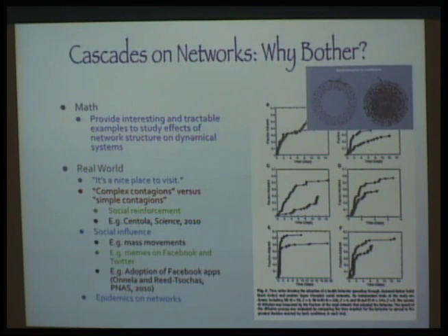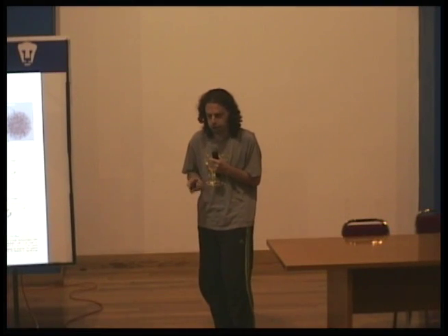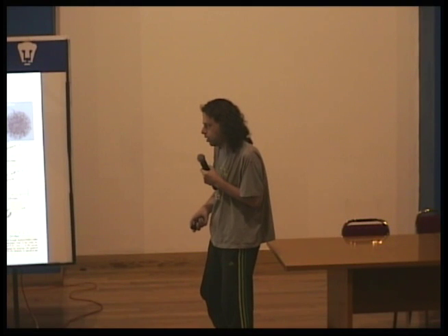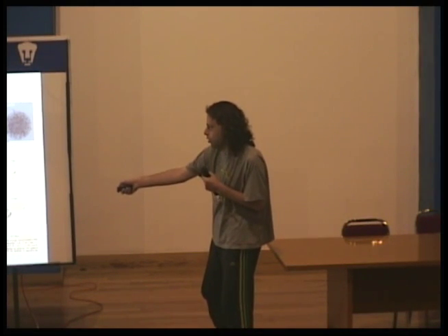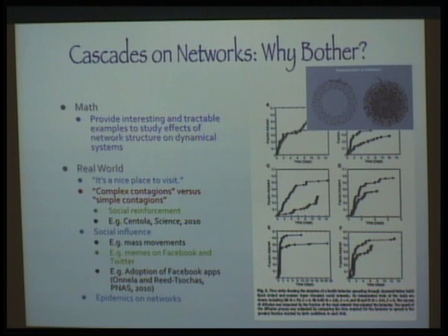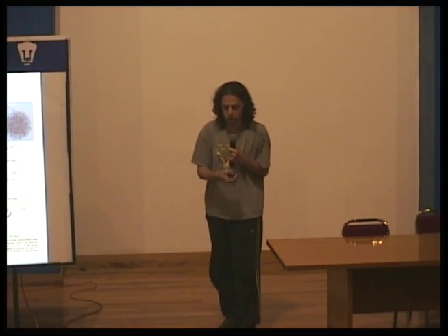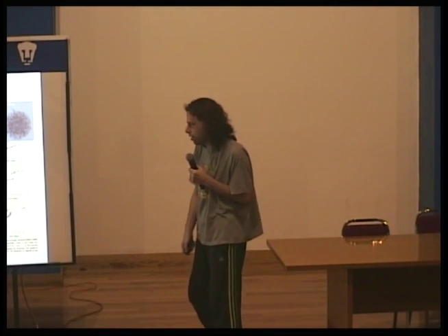As far as I can tell, the terminology of complex contagion comes from the 2007 paper of Santola and Macy. So one thing you would do in social contagions is study social influence. You might have mass movements. Some people might start, like in the Arab Spring, with some of their tweets, and that might lead to something much bigger.